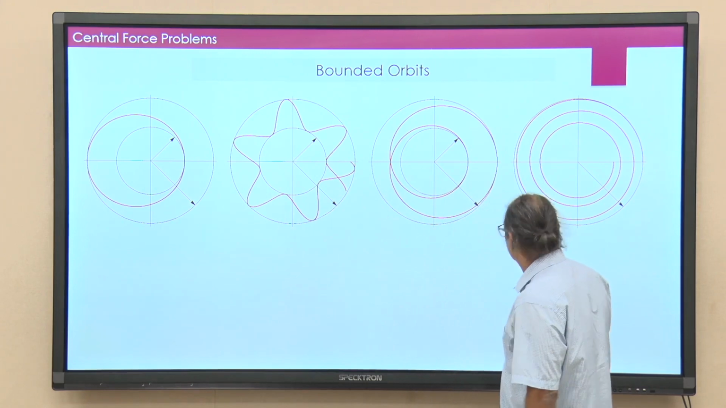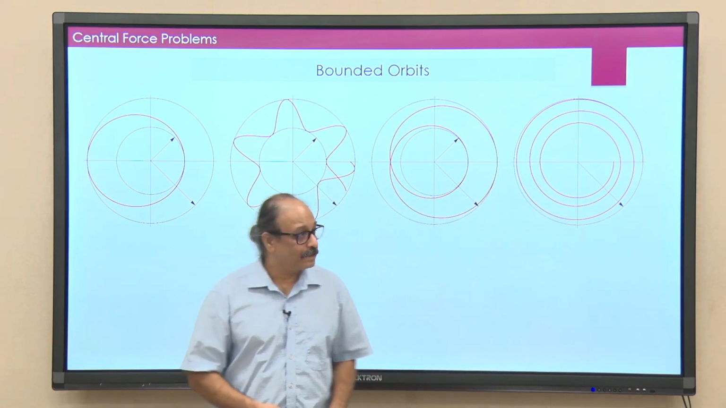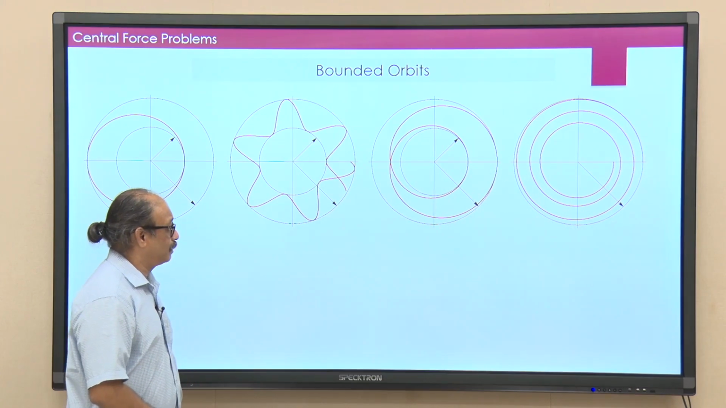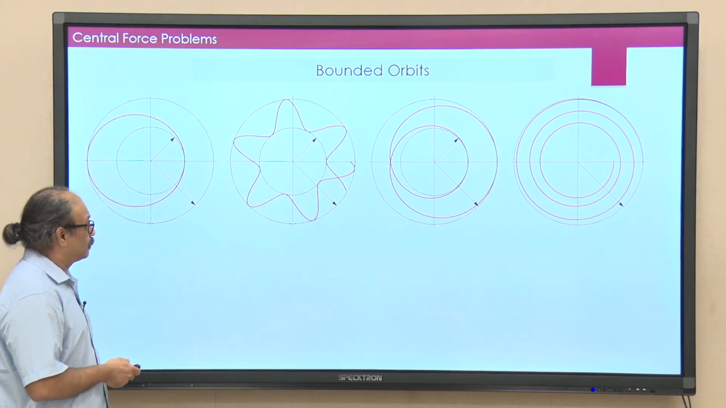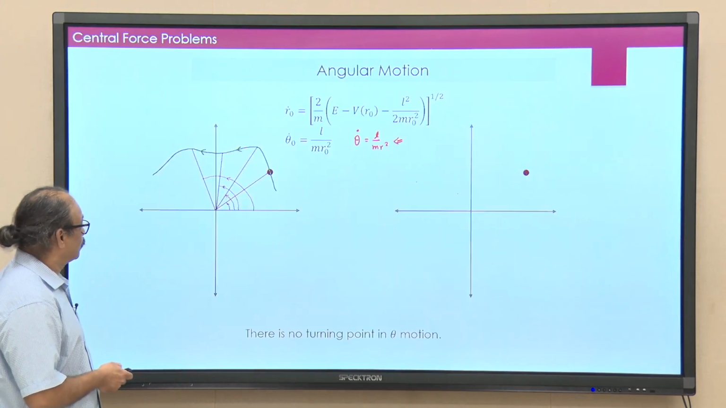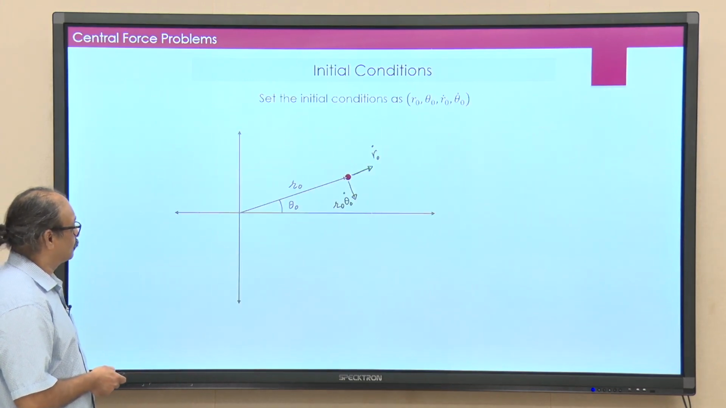Here is one more trajectory. How will you get this one? So, I will go back to the diagrams of V effective, and there is one special case there.